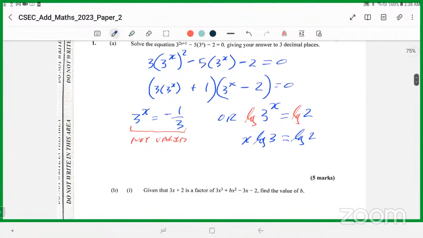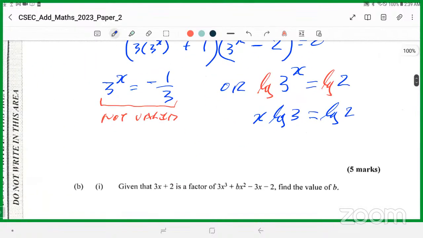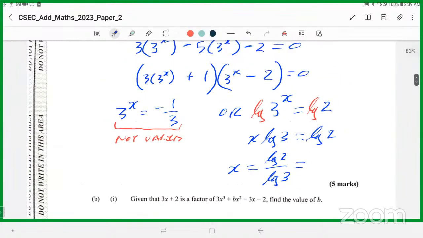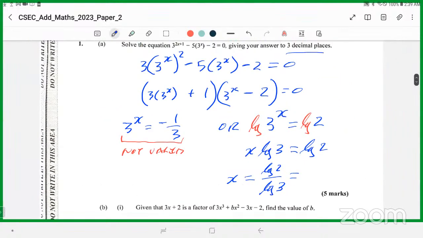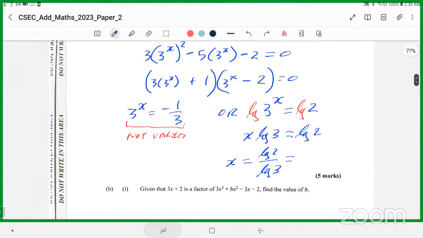So back here, x is going to be the log of 2 divided by the log of 3. Divide by the log of 3 on here, the x becomes equal to the log of 2 divided by the log of 3. And the question says to give the answer to 3 decimal places. So let's go get the calculator.